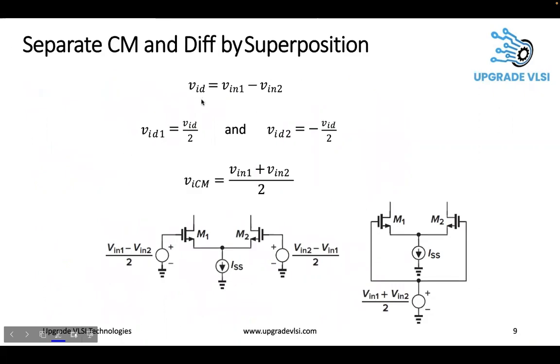So this is how you can separate. Differential is defined as the difference between V in 1 and V in 2. At the input side, you are giving half of the differential signal on one terminal, and on the other terminal you are giving minus half of the differential signal. And V common is the sum of these two divided by 2.